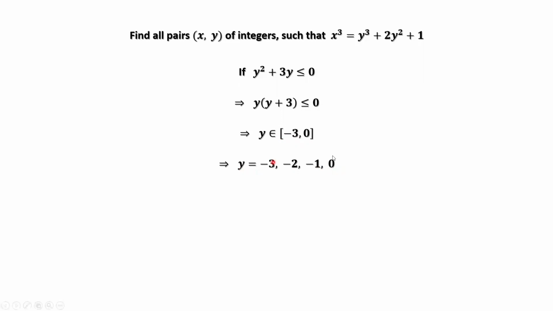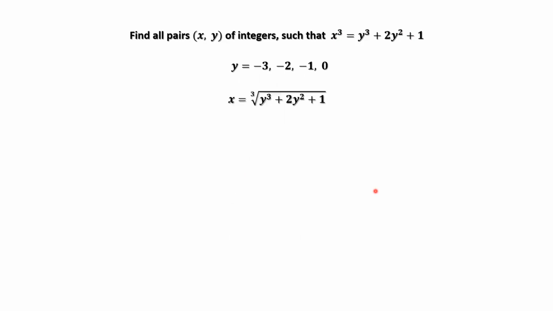We can replace y values in this given equation to find x. From this given equation, we have x equals the third root of y to the power of 3 plus 2y squared plus 1. Replace y by y values. Then we have the corresponding x values. Replace y by negative 3. We have x equals negative 2. Replace y by negative 2. We have x equals 1.